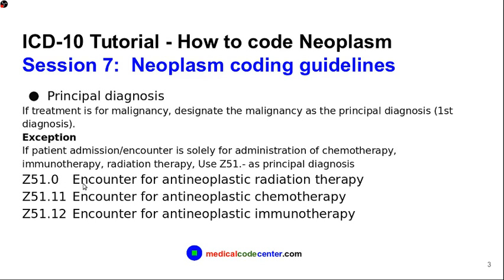Z51.0, that's a code for encounter for anti-neoplastic radiation therapy. Use Z51.11, encounter for anti-neoplastic chemotherapy. And then Z51.12, that's the code for encounter for anti-neoplastic immunotherapy.